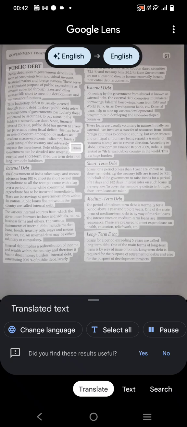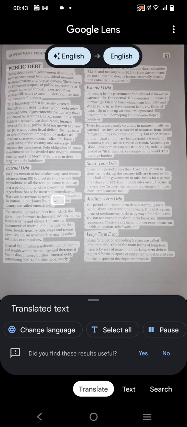Debt obligation of the union government can be divided into internal, external and short-term, medium-term debt and long-term debt liabilities. Internal debt. The Government of India takes ways and means advances from RBI to meet its short-period expenditure as all the receipts come with a lag over a period of time while committed expenditure has to be incurred immediately. These are borrowings of government from within the nation.